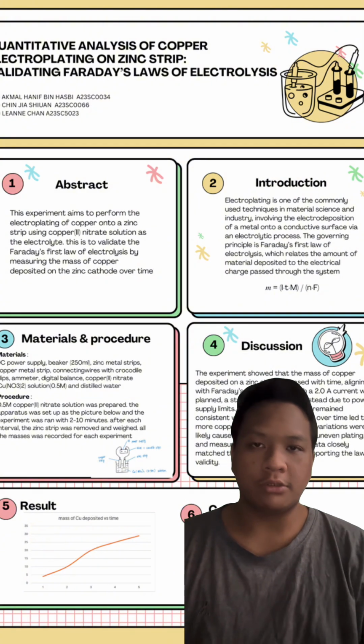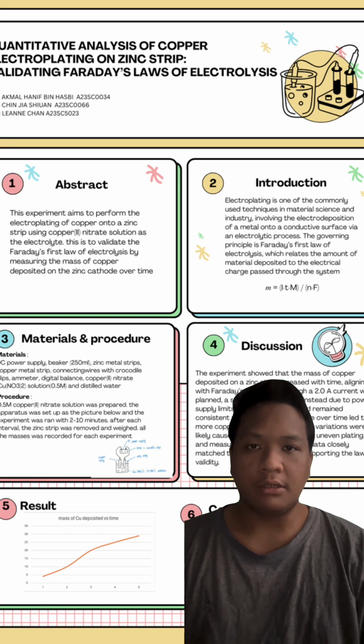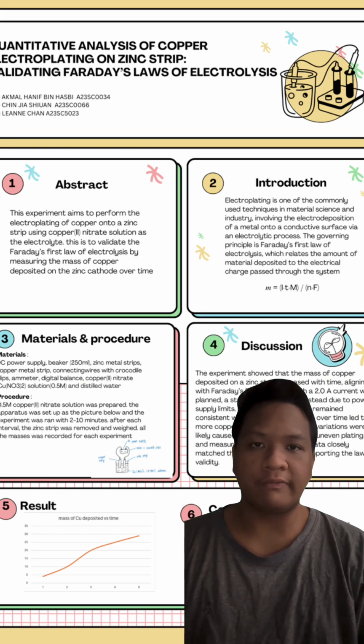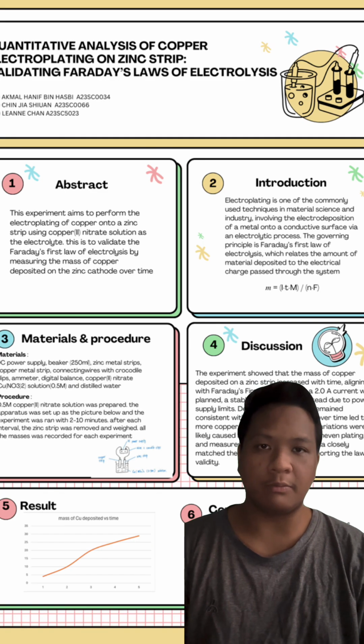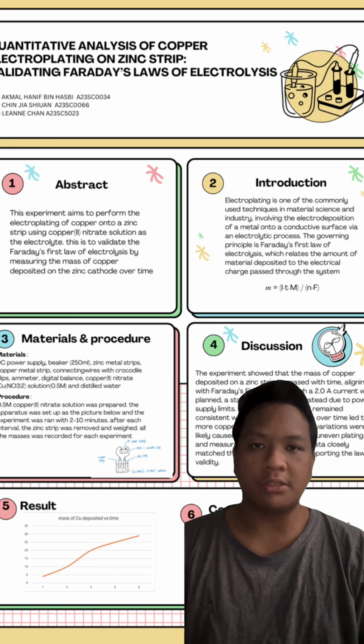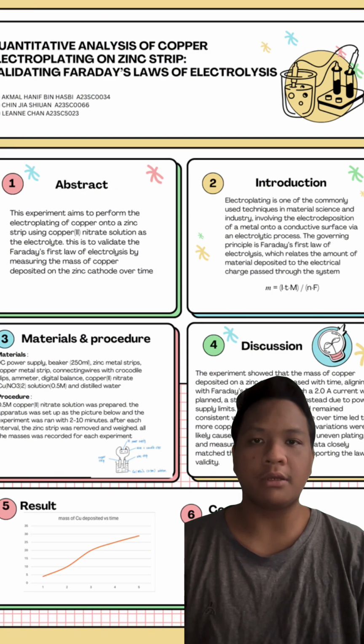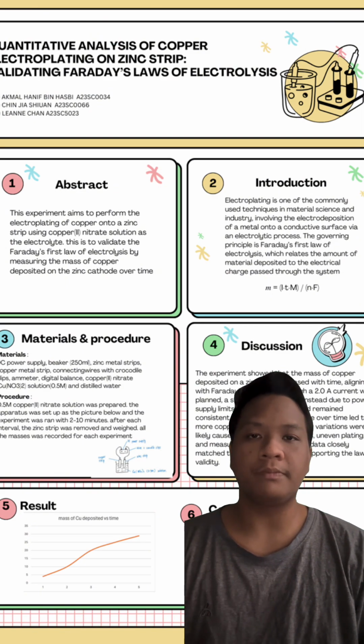Electroplating is one of the most commonly used techniques in material science and industry. This involves the electrodeposition of a metal onto a conductive surface via an electrolytic process. The governing principle is Faraday's first law of electrolysis, which relates the amount of material deposited to the electrical charge passed through the system.